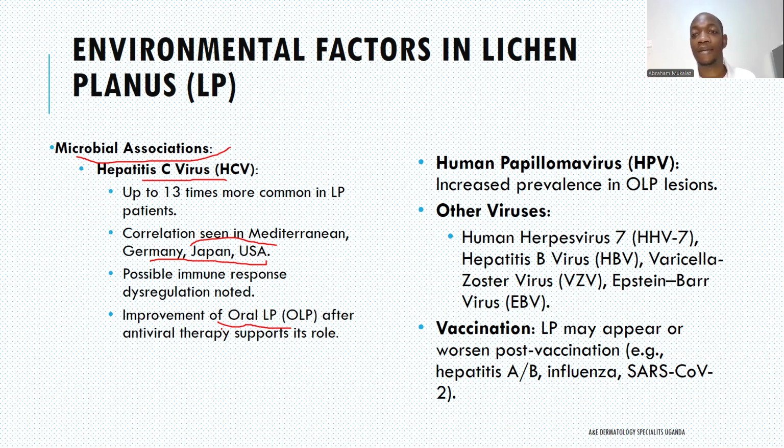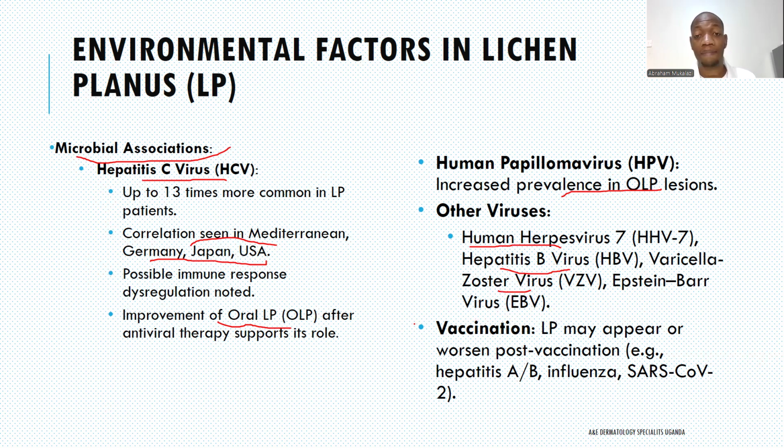So other viruses that have been linked to lichen planus include the human papilloma virus, the HPV virus, especially when it comes to oral lesions of lichen planus. It is seen that patients with lichen planus tend to have a higher propensity of human papilloma virus. Then other viruses like human herpes virus 7 and even 6 as well, hepatitis B, varicella, and Epstein-Barr virus have also been linked to lichen planus.